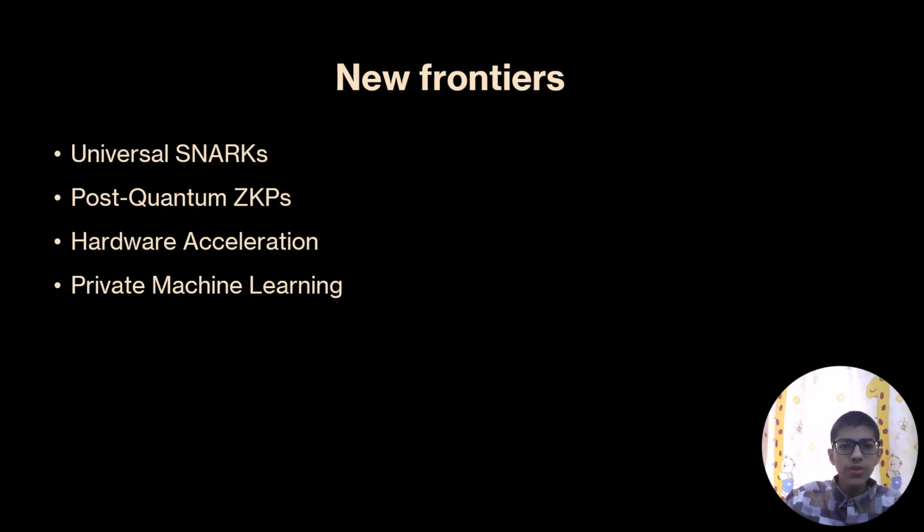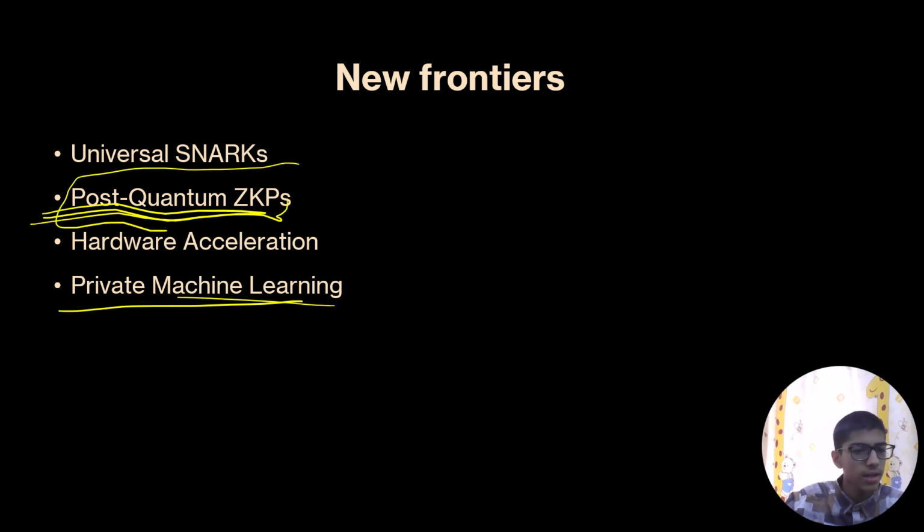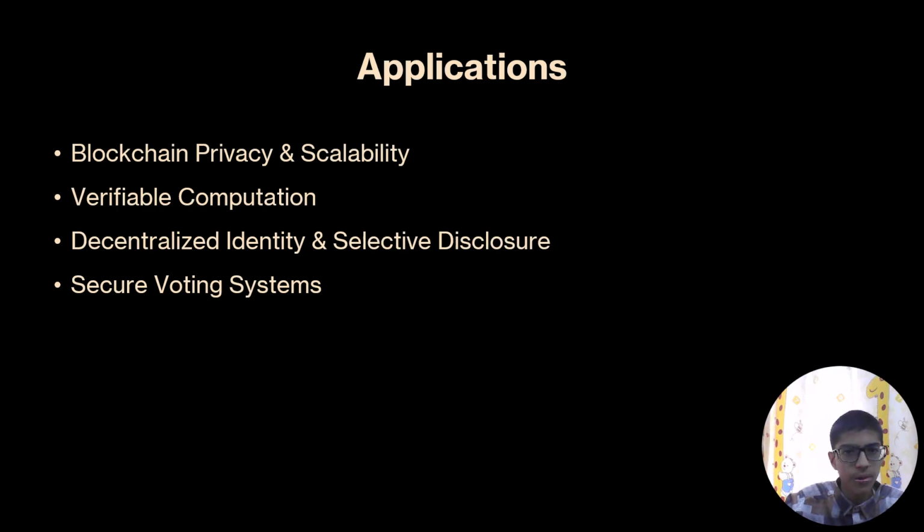Some new frontiers for the same are post-quantum ZKPs, the most important ones, and machine learning is also an important sector for development. We have applications in voting systems, which need to be secure to avoid tampering. Then confidential transactions are also done using Bulletproofs, such as Monero.